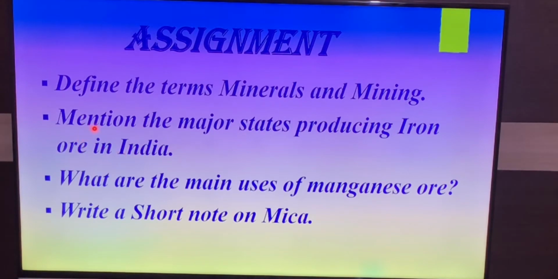Second question. Mention the major states producing iron ore in India. Iron ore is mainly produced in Odisha, Karnataka, Chhattisgarh, Jharkhand, Telangana, Madhya Pradesh, Maharashtra and Rajasthan. Odisha is the largest producer of iron ore in India.